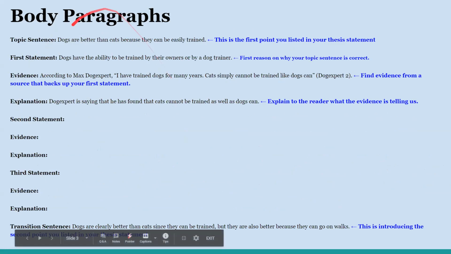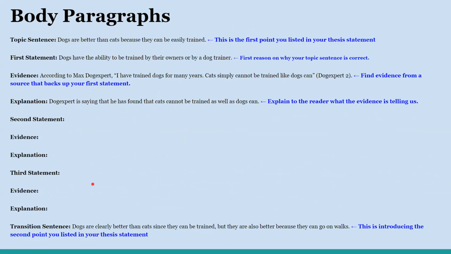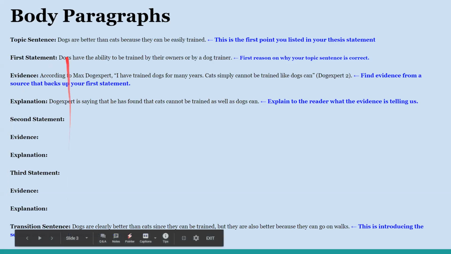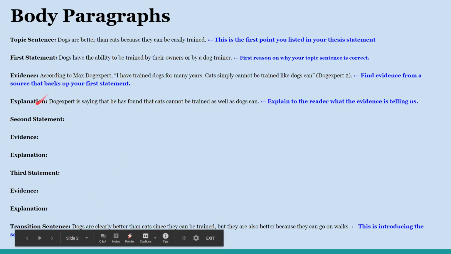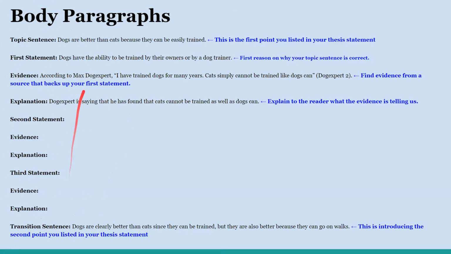Then we have our 3 body paragraphs. Now, typically you'll either write 3 paragraph essays or 5 paragraph essays. If it's just a 3 paragraph essay, then you would just have one of these right here, 1 paragraph. But if you have a 5 paragraph essay, which is more common in high school, then you would have 3 separate paragraphs. Okay, so I did an example for one of them, and then the rest I left blank because you kind of already get the idea.